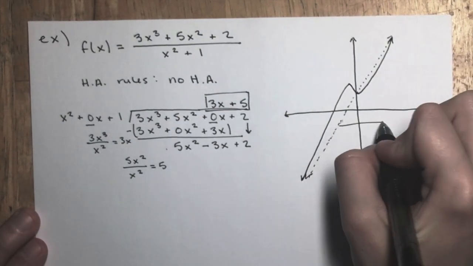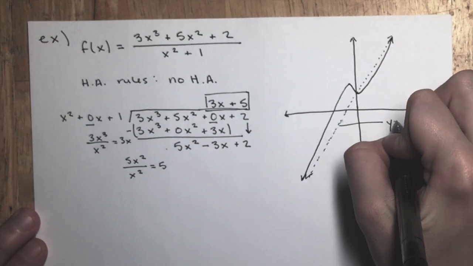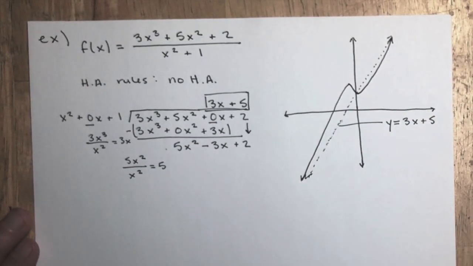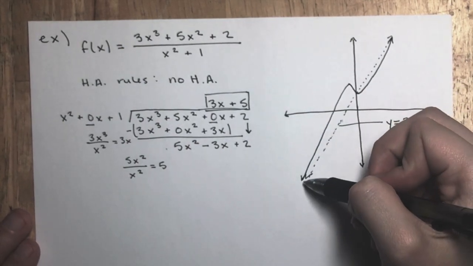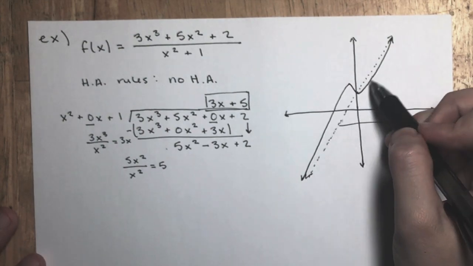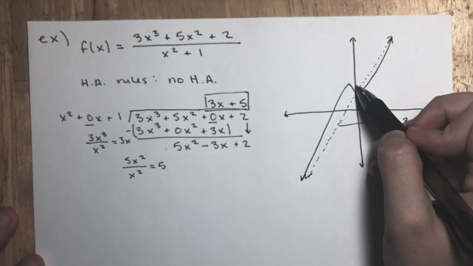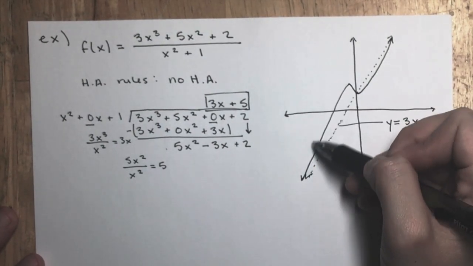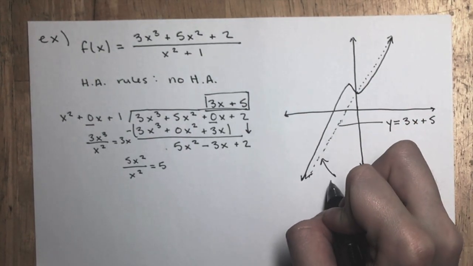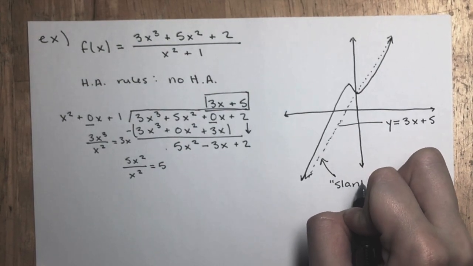So again, this is the line y equals 3x plus 5. And the graph is doing the same thing as what we got here, right? The graph is following this line. In this scenario, we have what we call a slant asymptote.